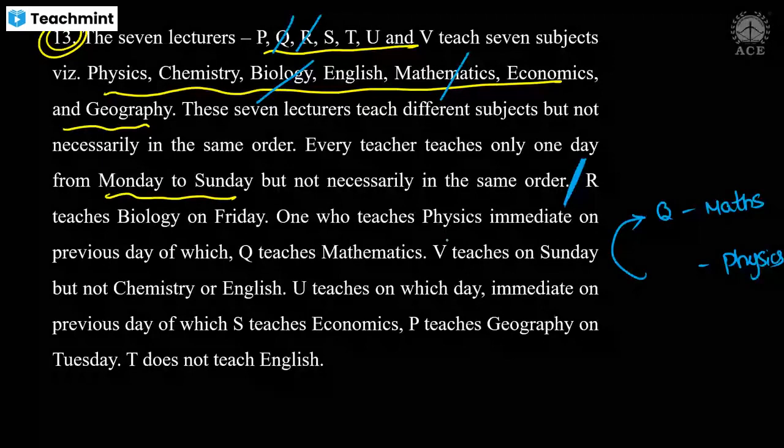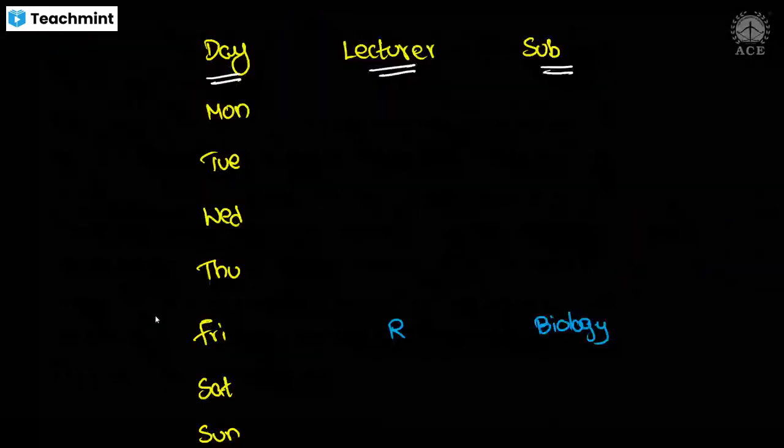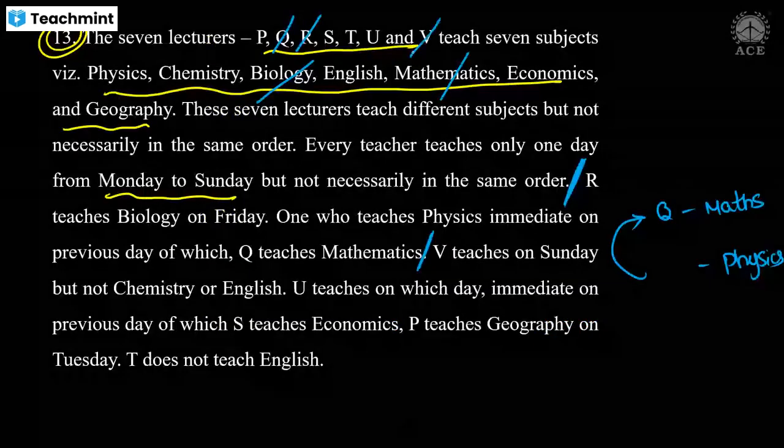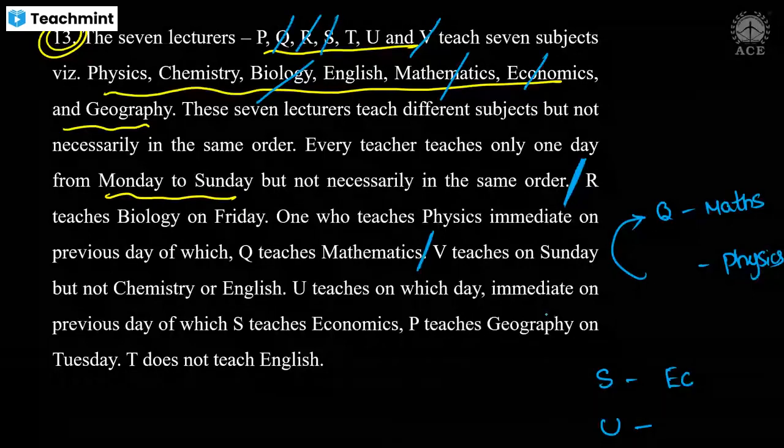Now, W teaches on Sunday, but not chemistry or English. Okay, W Sunday. So Sunday is occupied by W. So W has taken one day. What subject, we'll see later. Y teaches on which day? The previous day, Y is teaching economics. Y is taking on Sunday. Previous day, Y is teaching economics. So Y is completed, economics completed. Y is taking economics on a certain day. What day? We don't know. We'll map it. Okay. W teaches on Sunday.